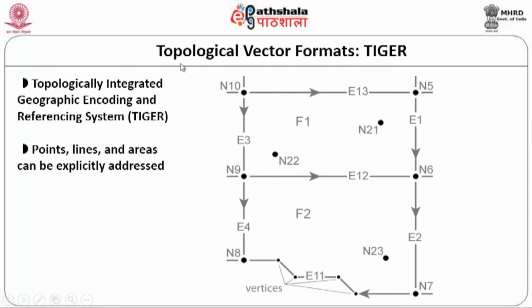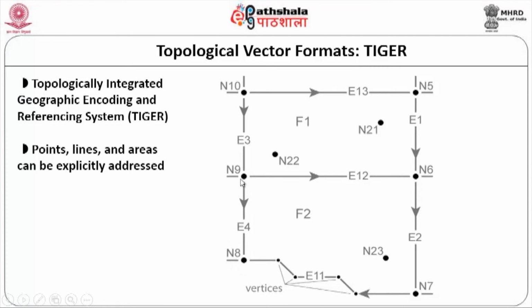Then a very important method of storing the topological vector format, namely Tiger, which is very much in vogue now. Topologically Integrated Geographic Encoding and Referencing system, otherwise called Tiger. Here all the lines, points and areas can be explicitly addressed, unlike in the previous case. Topologically integrated, because of the topological integration, you find here this is how it goes. It runs here E3, E4, and then E11 is coming here, and this is the way a polygon is represented, isn't it? We have already seen arc 1, arc 2, arc 3 and so on.